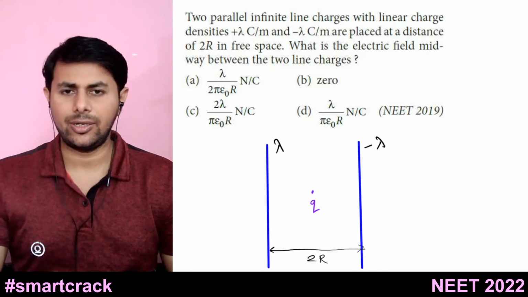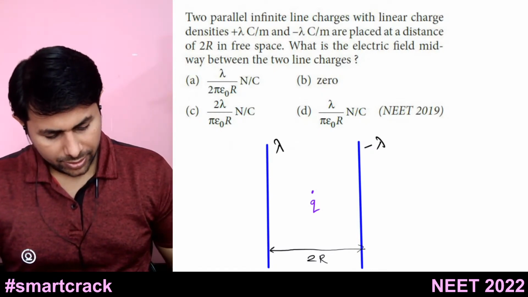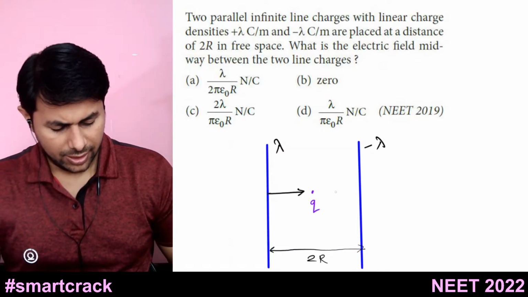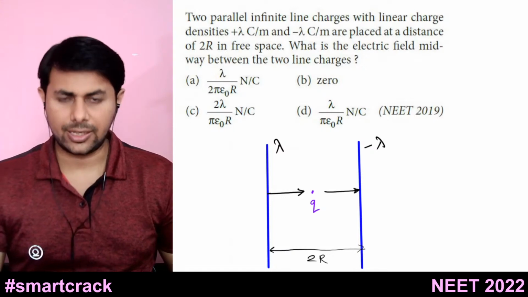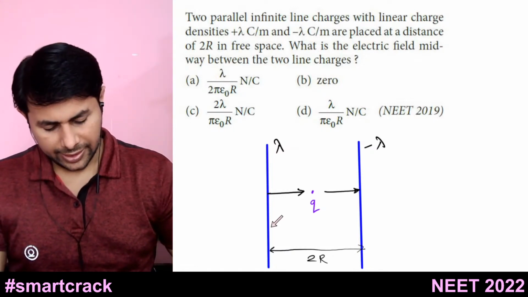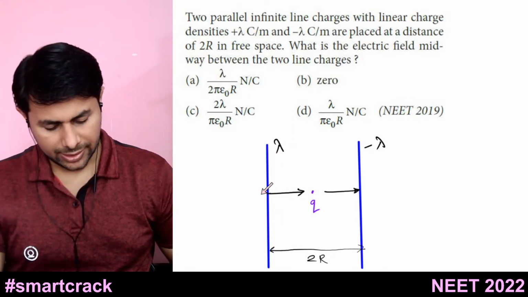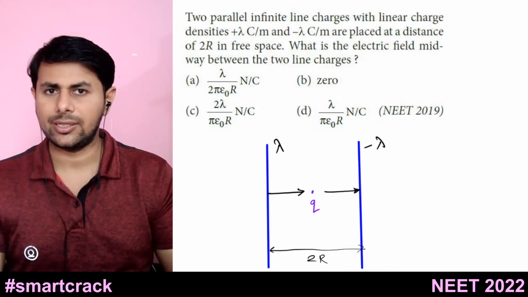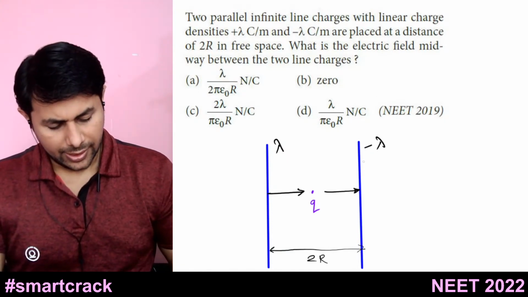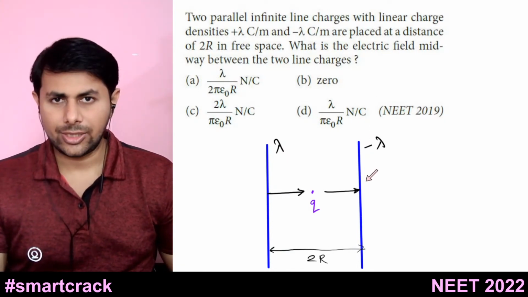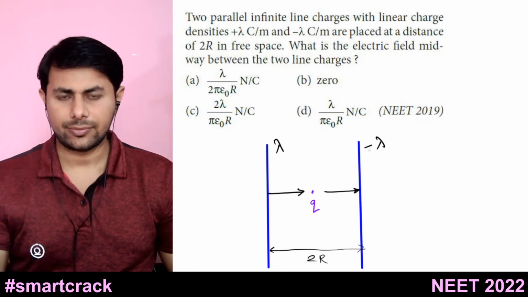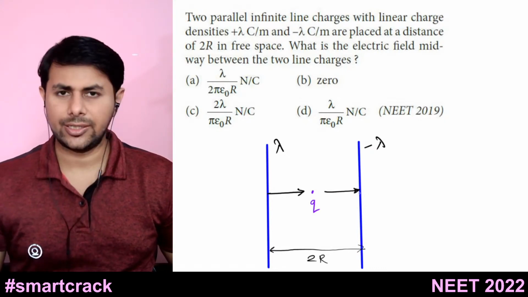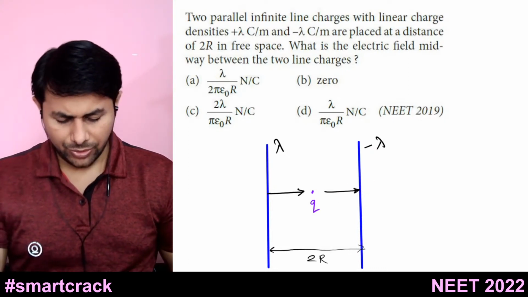So the answer is simple. The electric field due to the first line charge is directed like this. Electric field due to the second line charge is directed like this, because the first line charge has positive charge on it, so the electric field is outwards. Perpendicular to the line charge, but directed outwards. The second line charge has negative charge on it, so the electric field is inwards. It is perpendicular to the line charge, but it is inwards. But the magnitude will be the same.